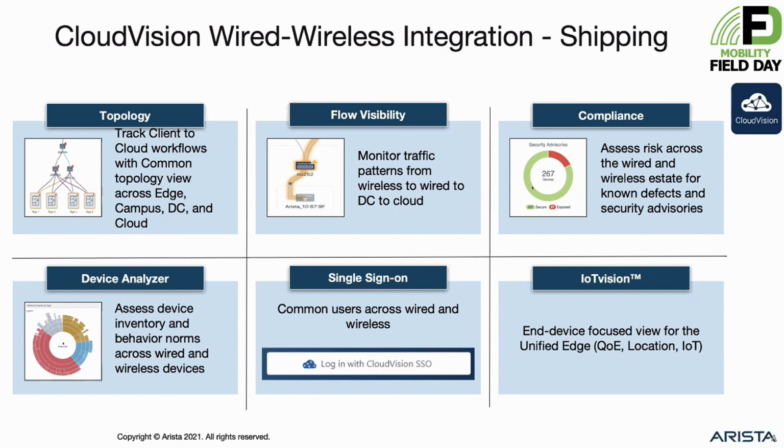There's a device analyzer view. Again, this feeds into across wired Wi-Fi to be able to get a full unified view of everything that you have in your system. A single sign-on model where once you sign on, you can seamlessly move between the Wi-Fi and wired provisioning. And finally, this IoT vision, which we introduced in the last quarter or so, we'll talk a little bit more about it. The idea here is to bring in a unified way a lot of the quality of experience, location, and some IoT-specific characteristics into the single, easily consumable dashboard.